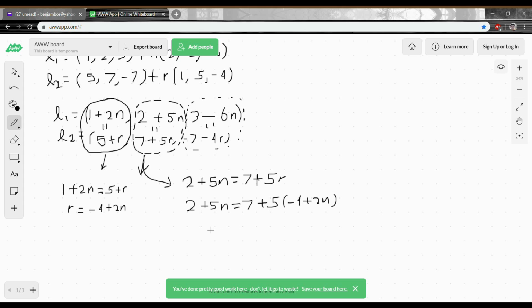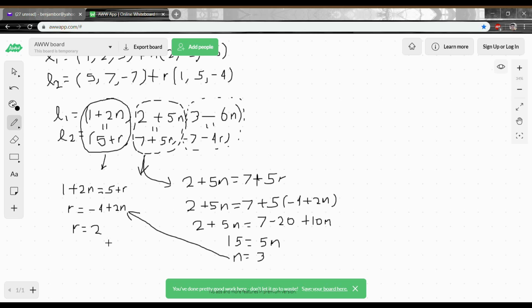Now, solving for n, we see that 2 plus 5n is going to equal 7 minus 20, distributing this negative 4 into the 5, plus 10 times n. Combining like terms, that's going to give us 15 is equal to 5n, which means that n is equal to 3. And if n is equal to 3, we can plug that back in over here and find that r is equal to 2.